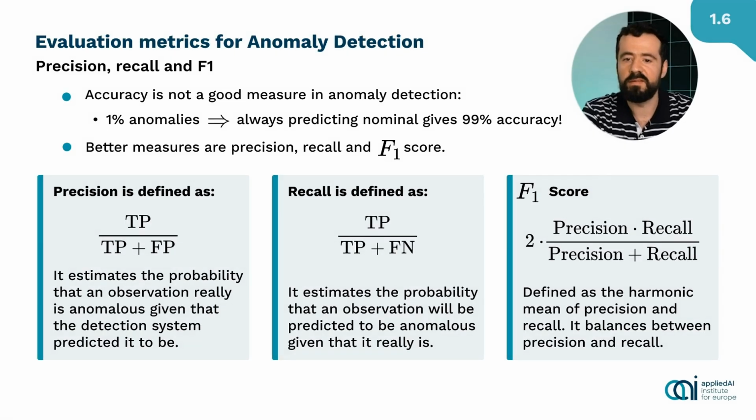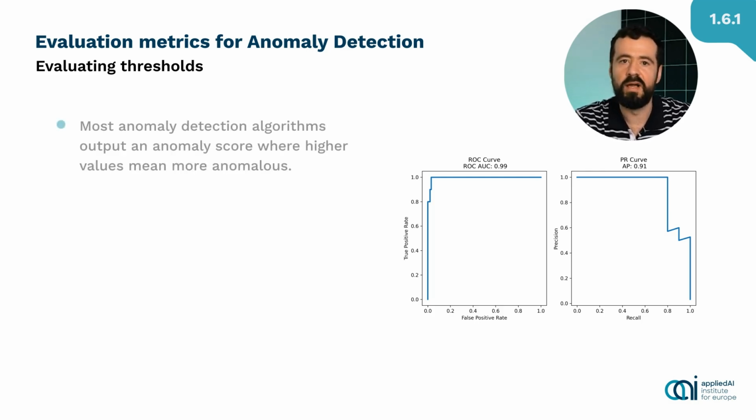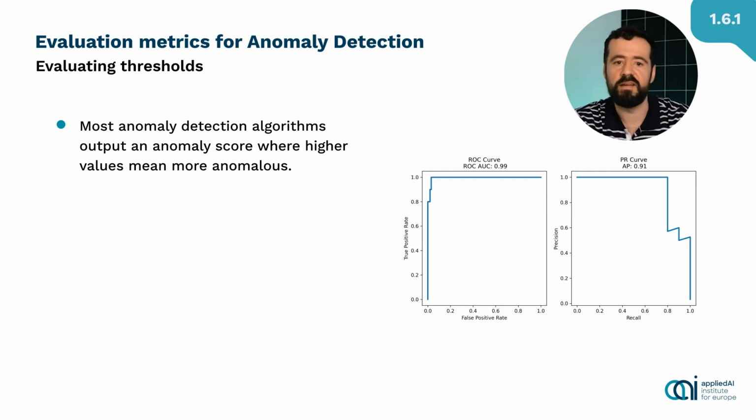And finally, the F1 score, with a slightly more complicated formula. It's 2 times the precision times the recall divided by the sum of precision and recall, which is the harmonic mean of precision and recall. It helps to combine these 2 metrics into a single one. In order to evaluate the measures that we've just talked about, we would assume that our system gives us a hard decision, meaning a 1 if the point is predicted to be anomalous and a 0 if it's predicted to be nominal. However, most anomaly detection systems actually provide an anomaly score, where higher values mean more anomalous, and it's up to us to decide which degree of anomalousness we want to detect.